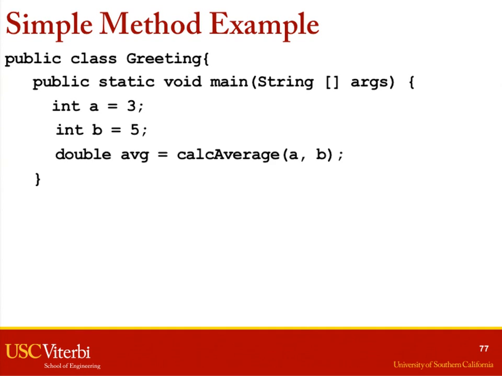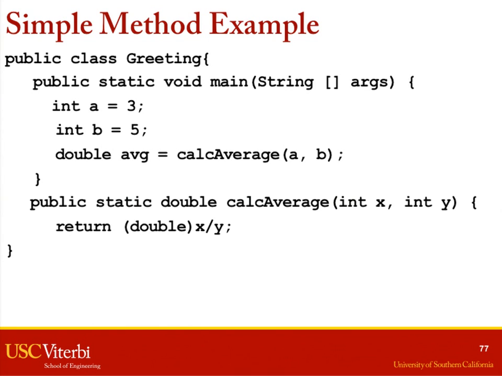So a simple method example is main. So main is what we call a static method, right? Because there's only one of them, and basically when you hit run, it knows, oh, I'm going to run Greeting.main. It knows that. Because really it's Greeting.main. It's not just main because it's in a class. It's Greeting.main.